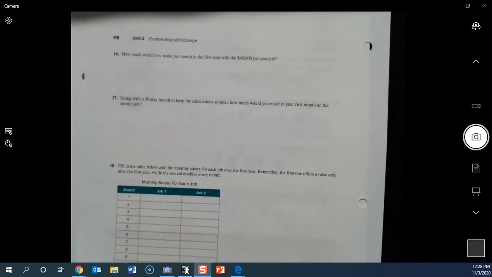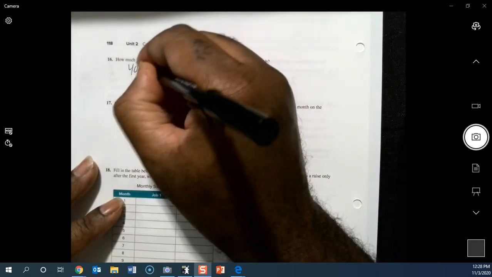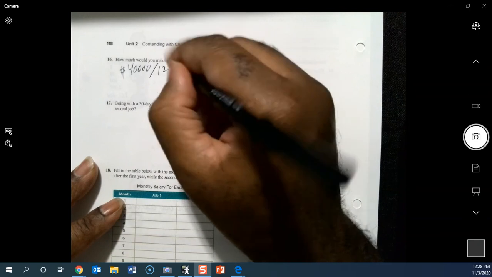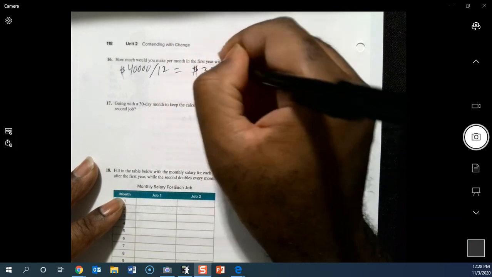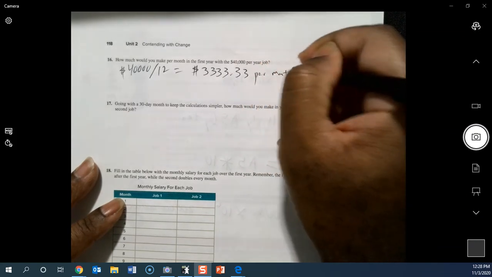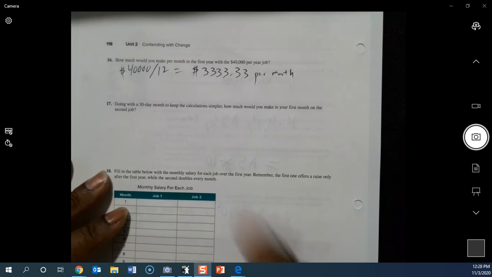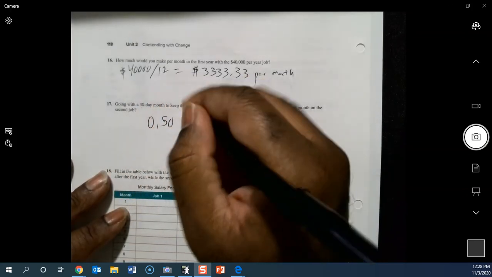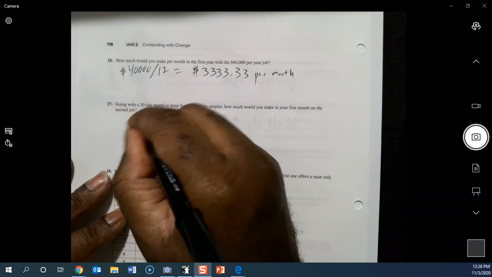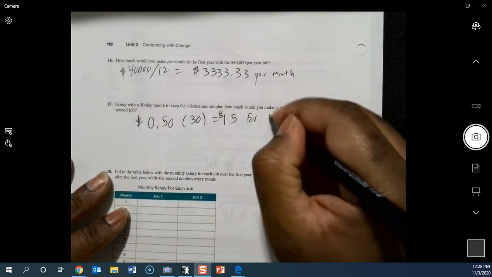Okay, now we come here to the back. It says, how much would you make per month in the first year with 40,000 per year? So you'll take your $40,000 divided by 12, and that will give you $3,333 and about 33 cents per month. Now, going with the 30-day month to keep the calculations simpler, how much would you make in your first month on the second job? So we talked about that, 50 cents a day times 30 days. That'll be $15 for the first month.